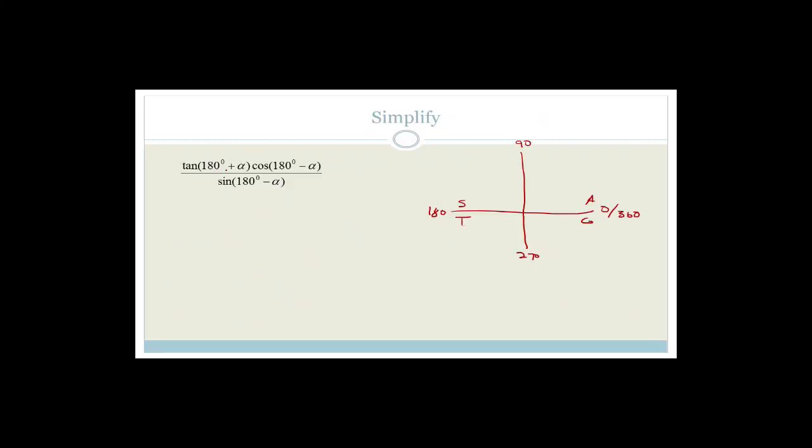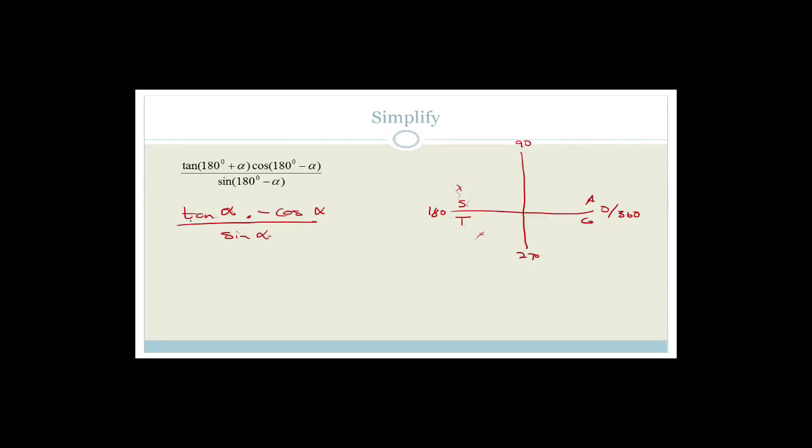Right, so now tan of 180 plus alpha we know is going to have the same value as tan alpha, but 180 plus alpha is in this quadrant, and luckily for us, tan is positive in this quadrant, so it's just tan alpha. Multiplied by cos of 180 minus alpha. 180 minus alpha is in the second quadrant, and cos is therefore negative, so it's minus cos alpha. Over sine of 180 minus alpha, well, sine happens to be positive there, so it's just sine alpha.